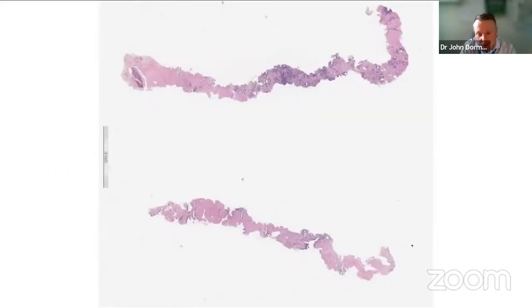Two cores. The bottom core looks fairly unremarkable and low power. The top core in the middle looks a bit hyperchromatic and blue, so that was the area to concentrate on.